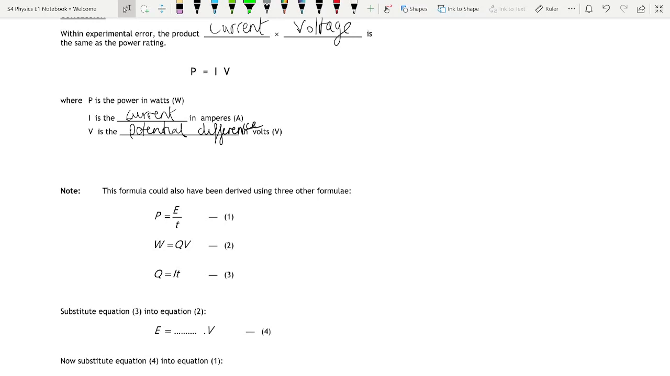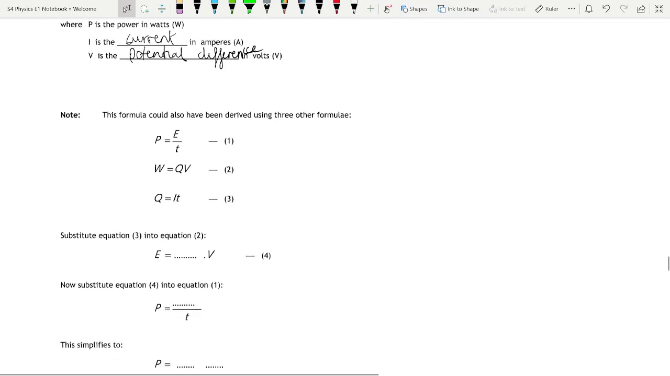P equals E over T, which is what we came across last lesson and also when we did the energy booklet. Work done, or electrical energy, is the charge times the voltage, which you did in electricity 1. And charge is current times time, which you also did in electricity 1. So these three equations you have come across. If they're unfamiliar to you, you might want to go back and have a look at electricity 1.